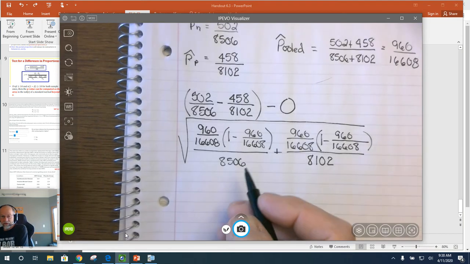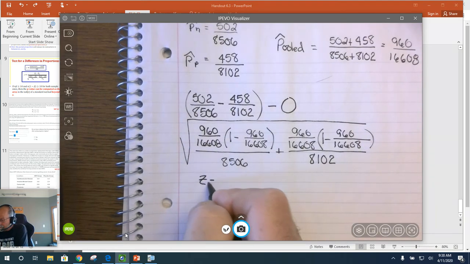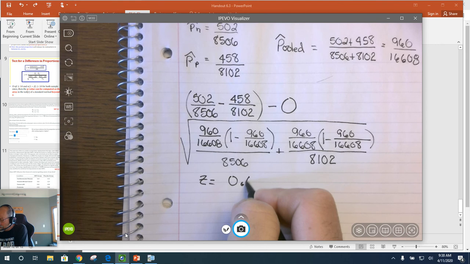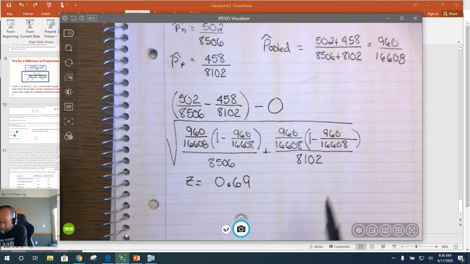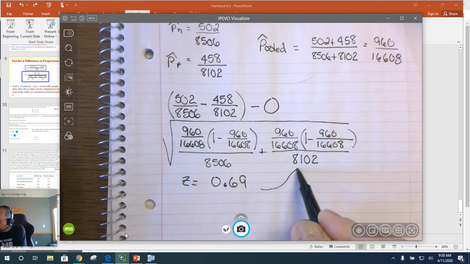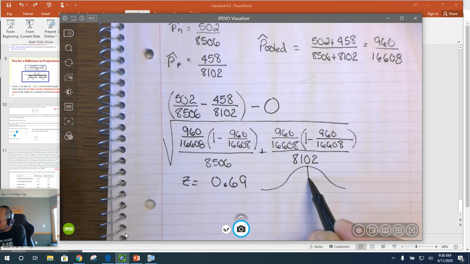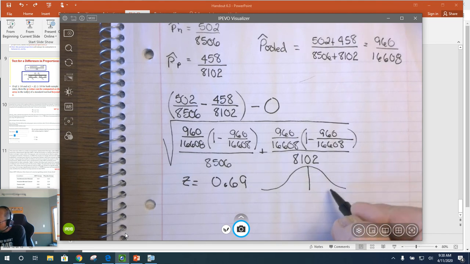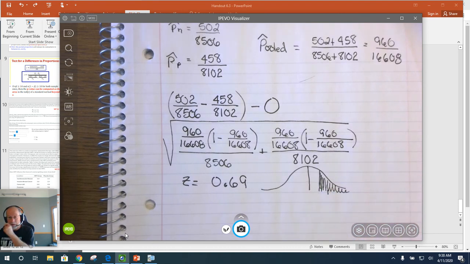So now we have a Z value of 0.69. And again, remember, on a standard distribution, we're at 0.69. We're not even at 1, right? So we're about here, and we're going to the curve at the right-hand side there. So we need a p-value is what we need. So we need a normal CDF.